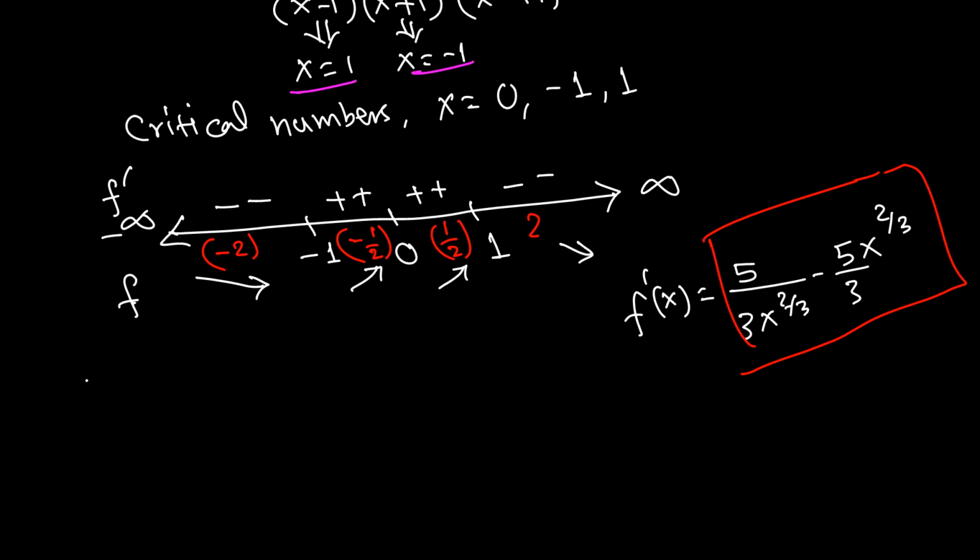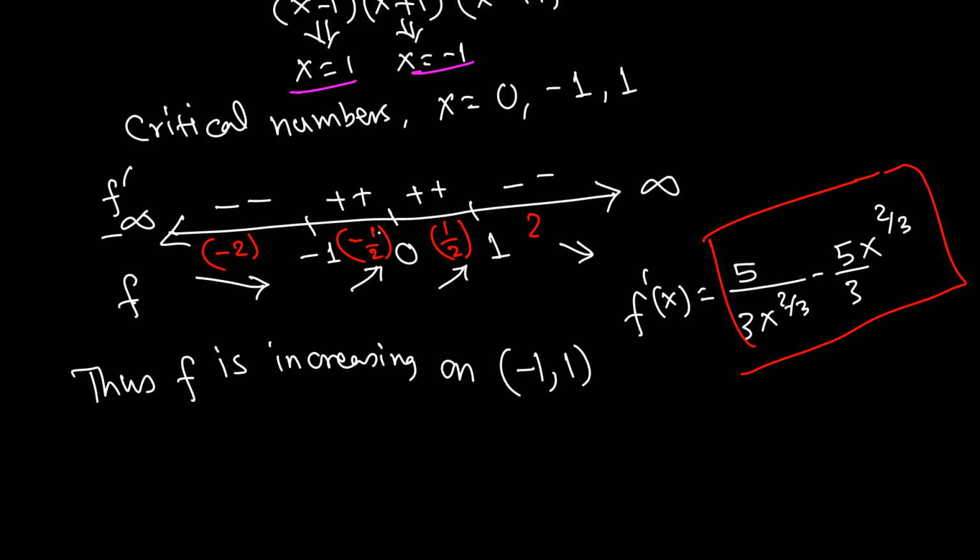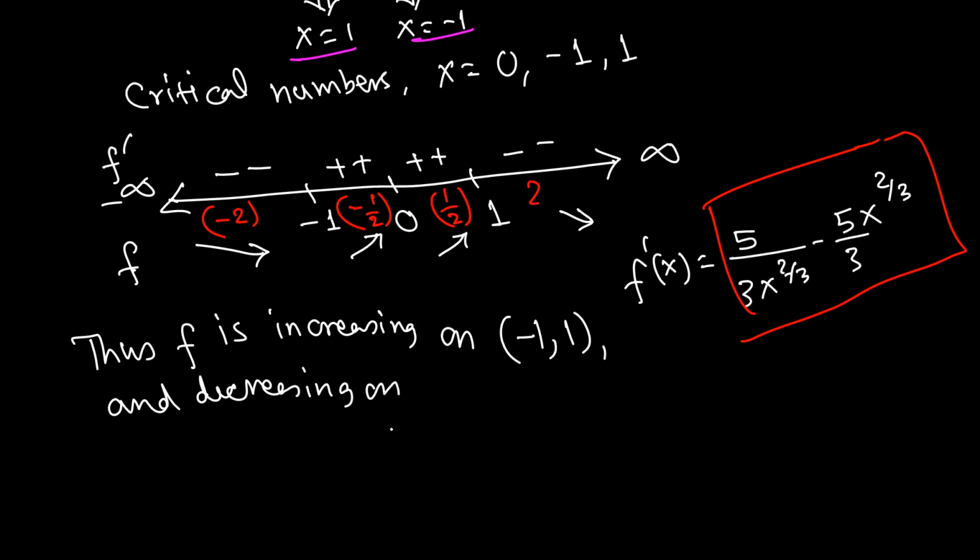Okay, so thus the given function is increasing on here and here. So -1 through 0 and 0 through 1. So we can say -1 through 1, or you can write two intervals, and decreasing on two separate intervals, -∞ through -1, and plus means this is the union for set, plus 1 through all the way.